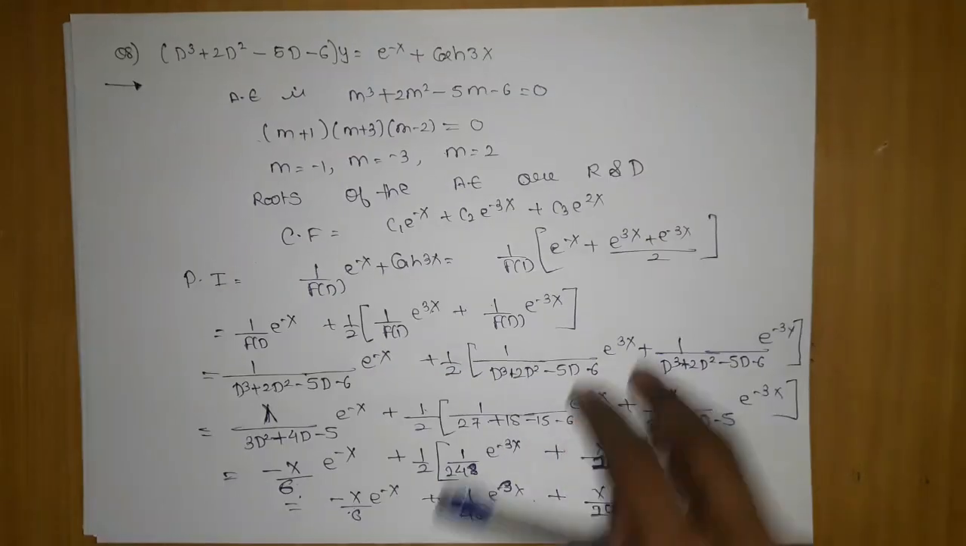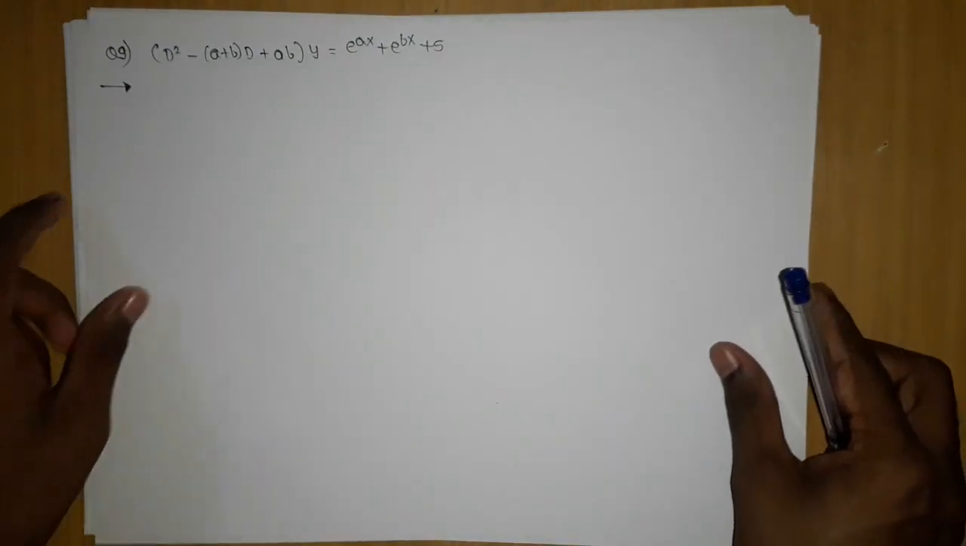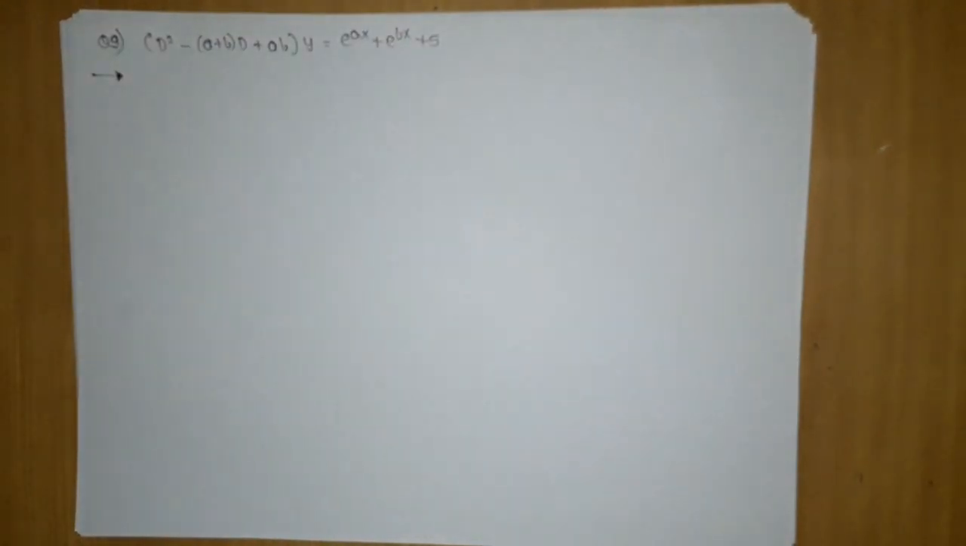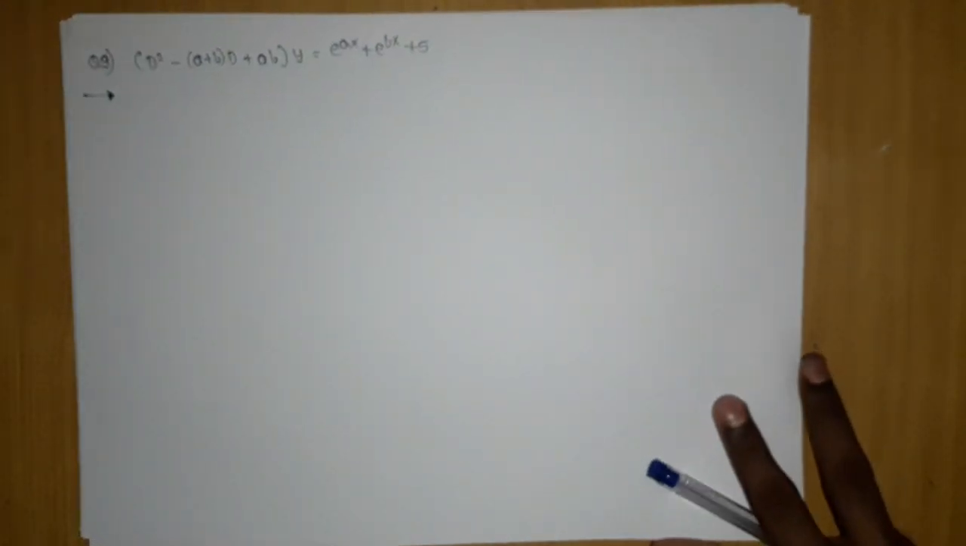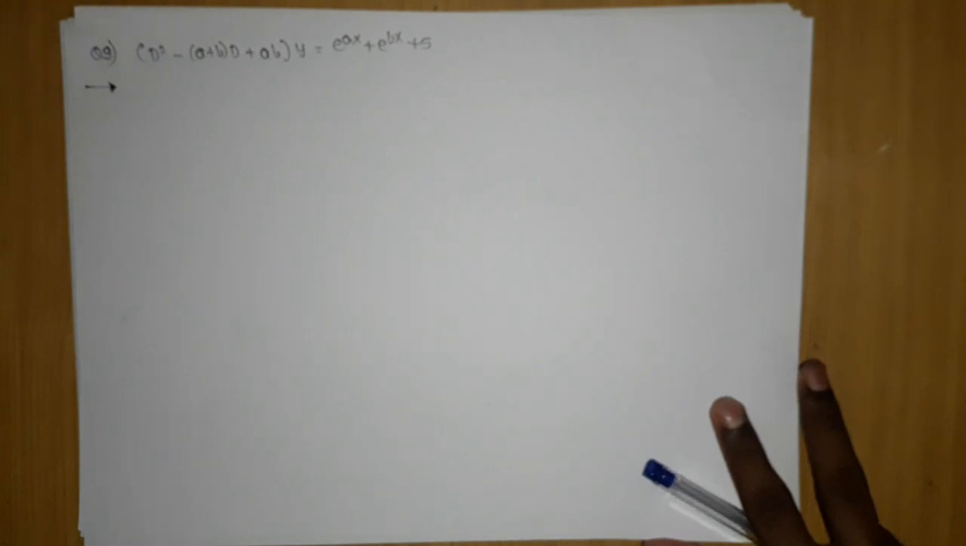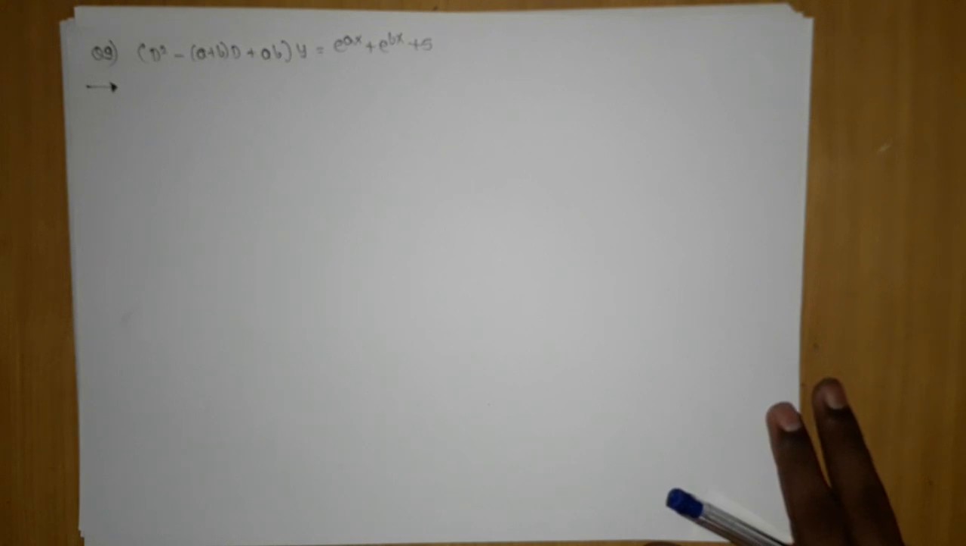Now we will move on to the next problem. The next problem which we are going to take is this. If we see, (D squared minus (a plus b) D plus ab) y equals e to the power ax plus e to the power bx plus 5.